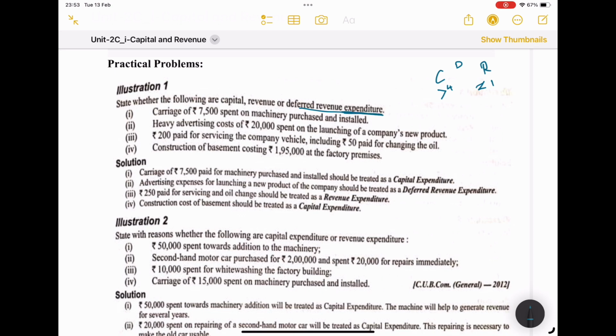They have asked only the expenditures. Okay, carriage of rupees 7,500 spent on machinery purchased and installed. See, clearly understand, carriage is of revenue nature. Okay, but you should not depend upon this statement alone, you have to read the full statement and understand it. Spent on machinery purchased and installed. See, we are not going to purchase a machinery daily or monthly, definitely not, isn't it? So once in 10 or 15 years we'll purchase a machinery. If our machinery is in good condition, definitely we'll keep it for more than 20 years. Okay, so obviously carriage spent for purchase and installation will be considered as capital expenditure.